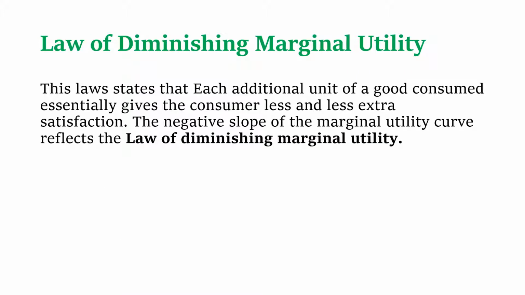So this brings us to the law of diminishing marginal utility, which states that each additional unit of a good consumed essentially gives the consumer less and less extra satisfaction. So the negative slope there of the marginal utility curve denotes the law of diminishing marginal utility.